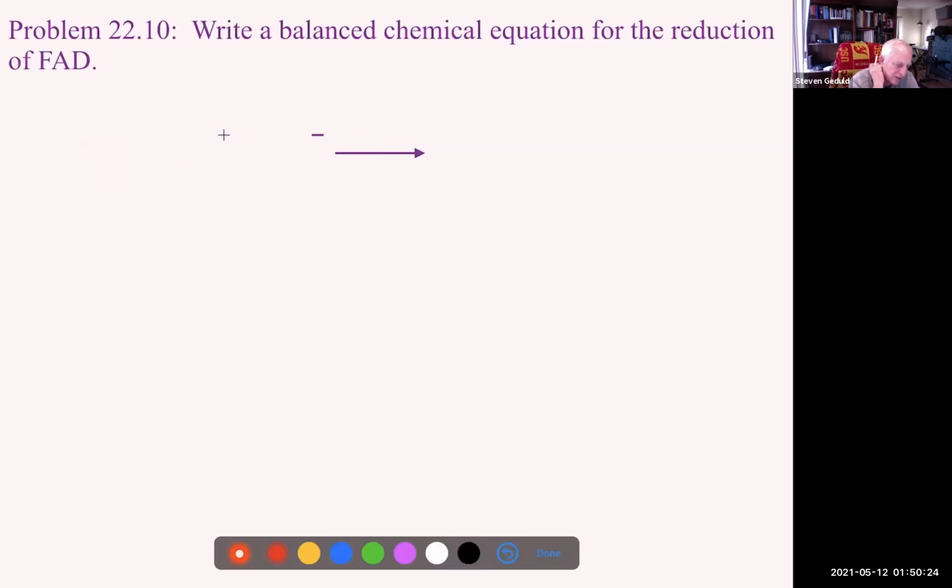Write a balanced equation for the reduction of FAD. FAD goes to FADH2, remember? Okay, so FAD plus 2 H pluses, plus 2 electrons, goes to FADH2.